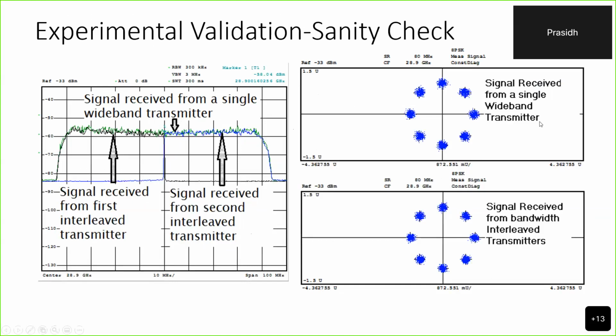And this was the over-the-air measured output constellation. One can see that it's comparable to what was obtained from a single wideband transmitter. In the spectrum here, the signal in green was the spectrum of the signal transmitted from a single wideband transmitter. The black was the lower interleaved half, and the blue was the higher interleaved half. When the two were combined at the receiving antenna, we got back the original spectrum.